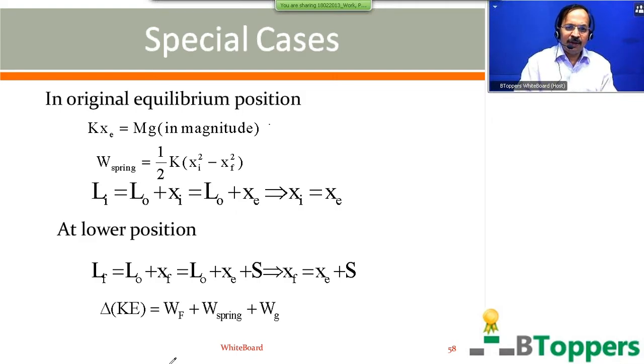So the change in the kinetic energy of the block, from the work-energy theorem, equals the algebraic sum of work done by all the forces. W subscript capital F represents the work done by the constant force which is applied vertically downwards. W subscript spring represents the work done by the elastic force of the spring. Wg is the work done by the gravitational force on the block.